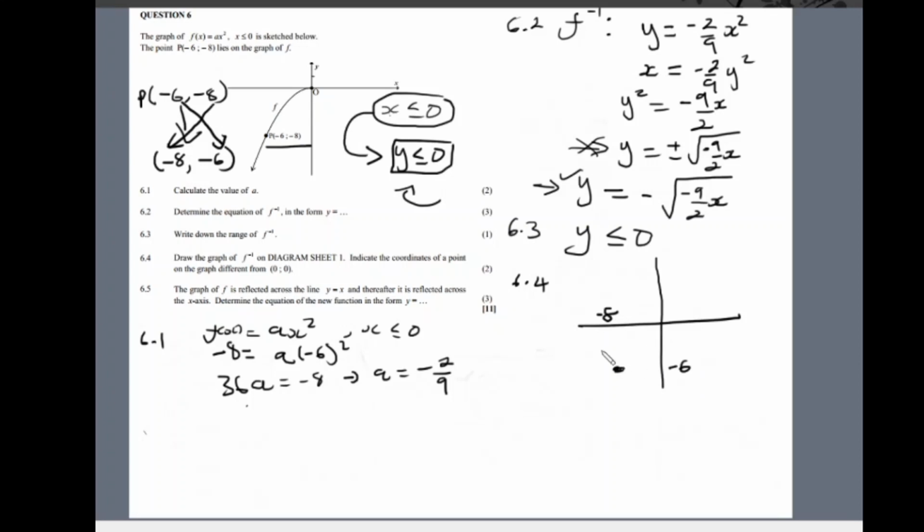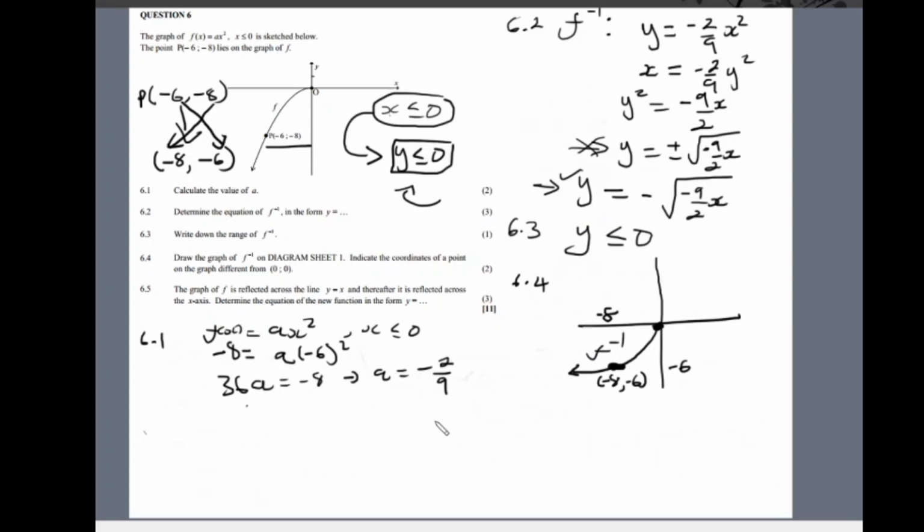And then I just plot the point, and then I know the other point is the origin, and my shape will look like this. Okay, my shape will sort of look like that. My graph will look something like this, right? Okay, it's sort of difficult to draw on a screen, so that will be the point, minus 8, minus 6, and then that will be my origin. This is the graph of the inverse.